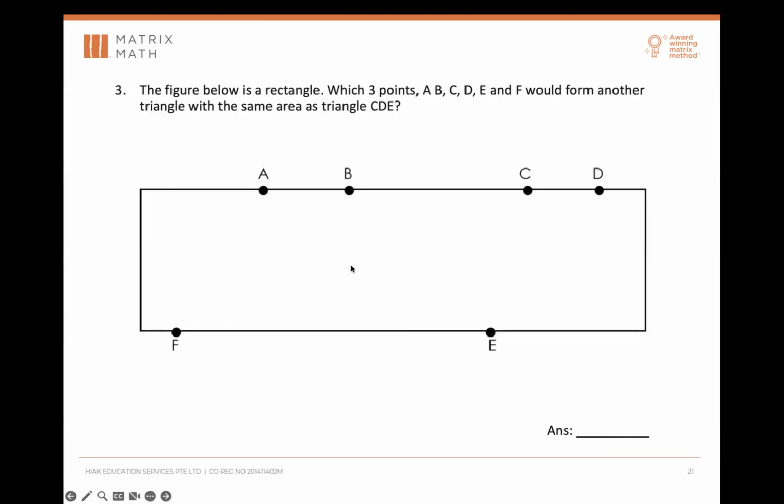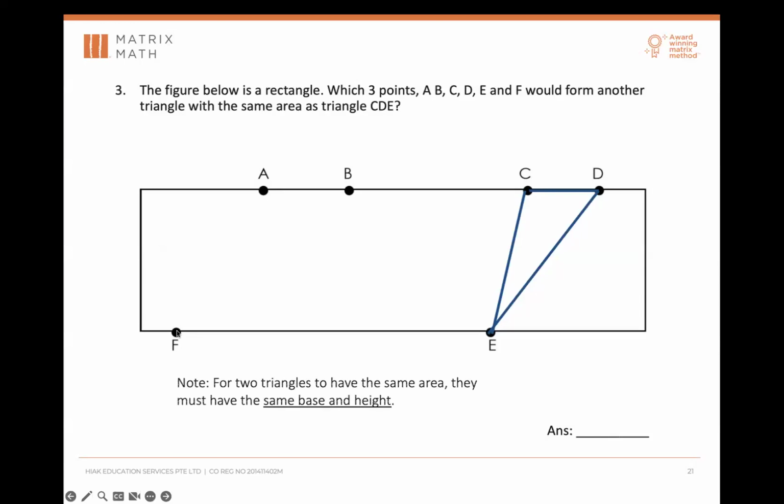Now, next question. The figure below is a rectangle. Which 3 points A, B, C, D, E, and F would form another triangle with the same area as triangle CDE? So this is CDE. To have another triangle of the same area, that triangle must have the same base and the same height. All right? So obviously the same base will stick to C and D. Then the question is, what's the height?